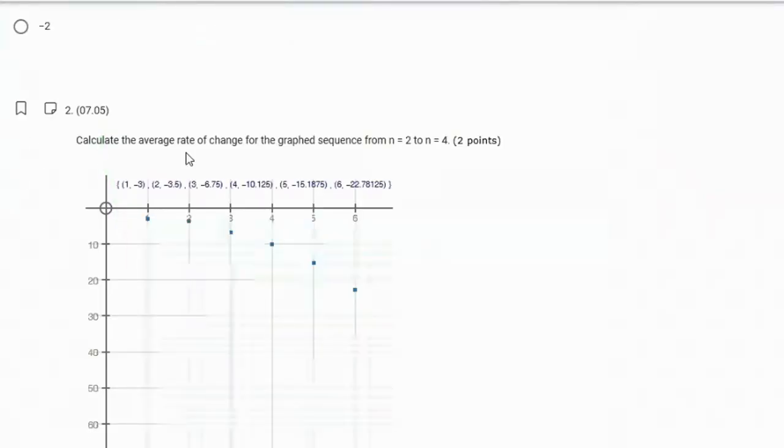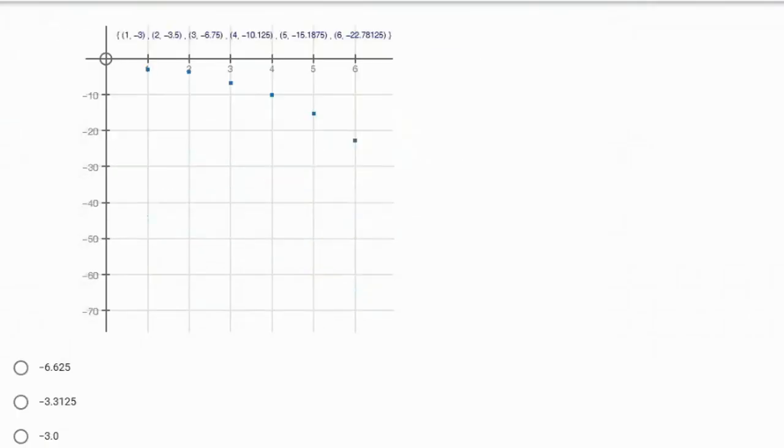Here's another average rate of change. This time from n equals 2 to n equals 4. If you drew a straight line, what would the slope be? But there's the values, so you can use that formula. There's the values of 2, and there's the value of 4.